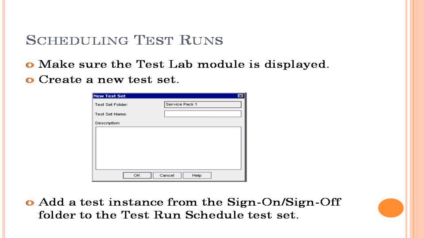Select the sign-on page test. Click the Add Tests to Test Set button. The Parameters of Test dialog box opens because you are adding a test instance with an unassigned parameter value to a test set. Click Cancel to close the dialog box. The test instance is added to the test set.